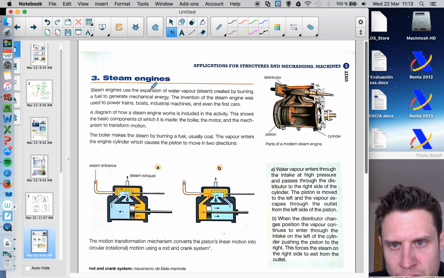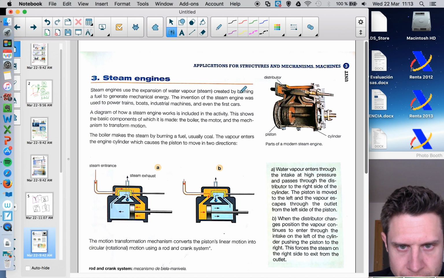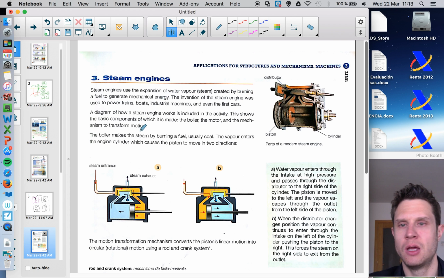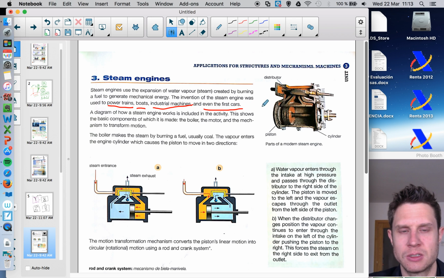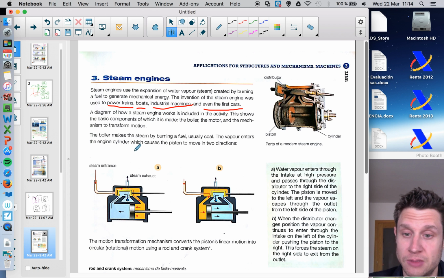Steam engines use the expansion of water, created by burning a fuel, to generate mechanical energy. The steam engine was invented to power trains, which is the most common use, as well as boats, industrial machines, and even the first cars. We started using these engines in the Industrial Revolution. They are not very efficient.